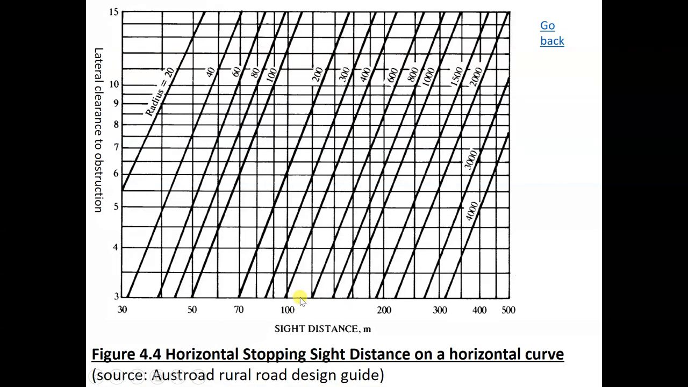Then your radius should be between 400 and 600, so let's say 500. Okay, so that means for a stopping sight distance of 115 and a lateral obstruction of 3 meters, you might need a radius of 500 meters. If the obstruction is, let's say, 5 meters from the center of the lane, then 5 meters is here, and the 115 is here. So you will need a 300. Your radius will have to be reduced to about 300 meter radius.